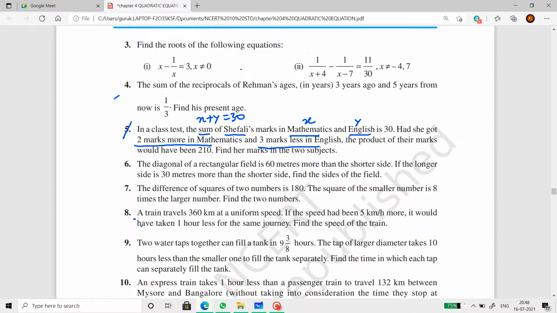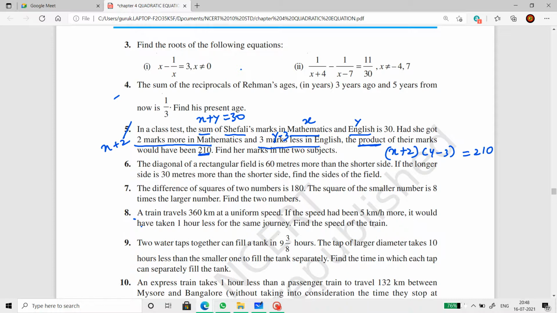210. x represents the maths mark and she got 2 extra in maths, so that would be x plus 2. y is the English mark and now she's got 3 less in English, so y minus 3. And then they say product is 210, so that means multiplication of these two. So x plus 2 into y minus 3 equals 210. This is what we get from the second condition from the question.